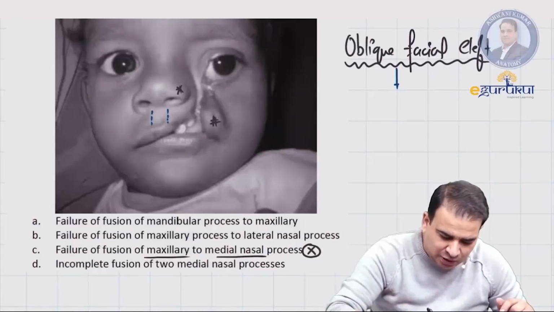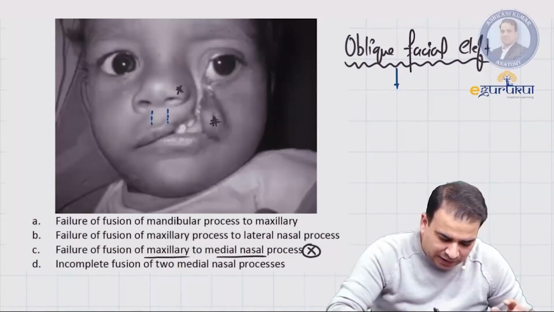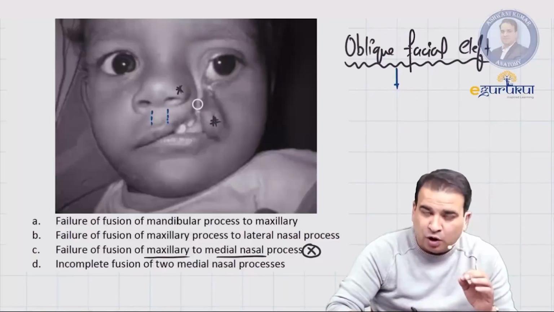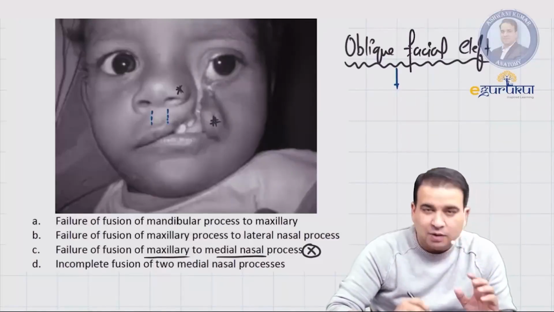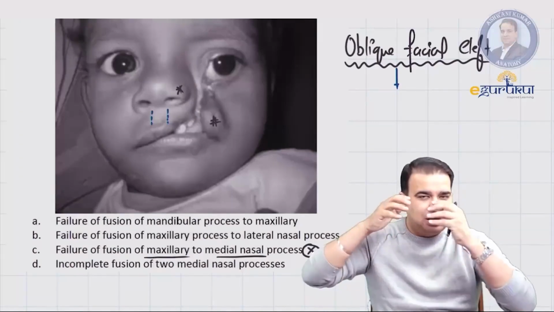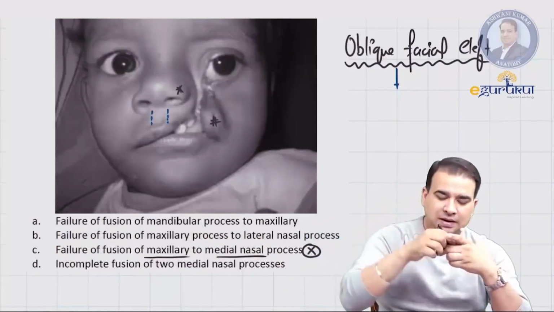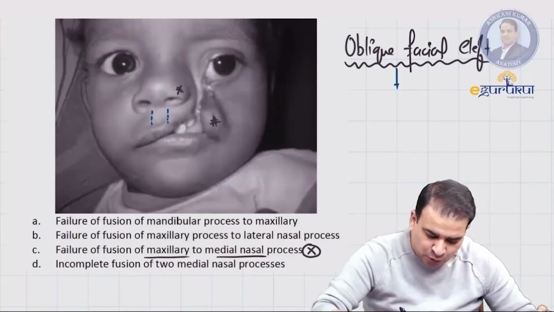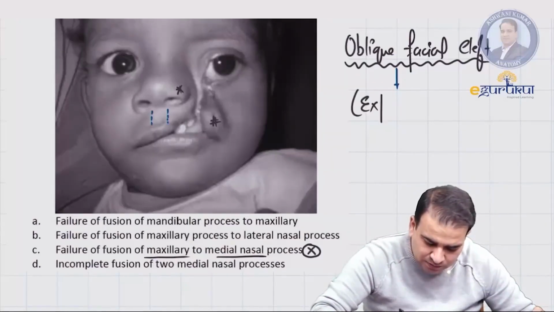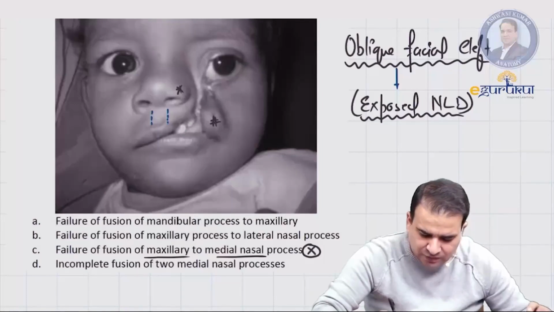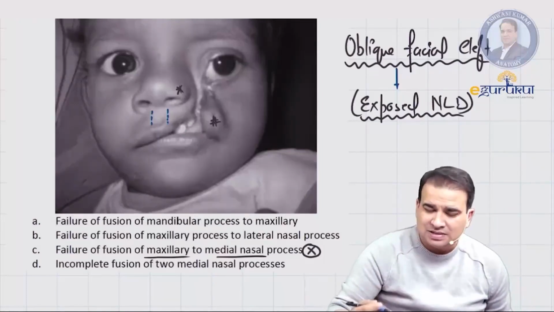And what is the reason behind the oblique facial cleft? And see, one more thing before I go to the reason. In oblique facial cleft, what is not formed? It is the nasolacrimal duct which is not formed. The nasolacrimal duct is formed when these processes fuse with each other and then the duct is absorbed inside. But you can see this is an exposed nasolacrimal duct also. We have an exposed nasolacrimal duct as well. So be it oblique facial cleft or exposed nasolacrimal duct, it's the same thing.